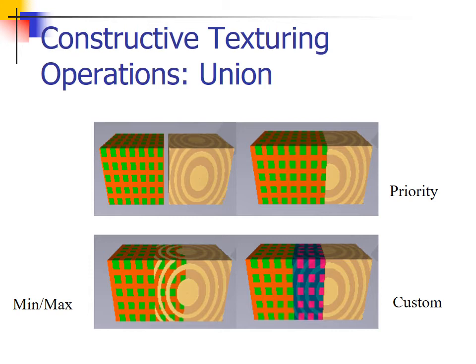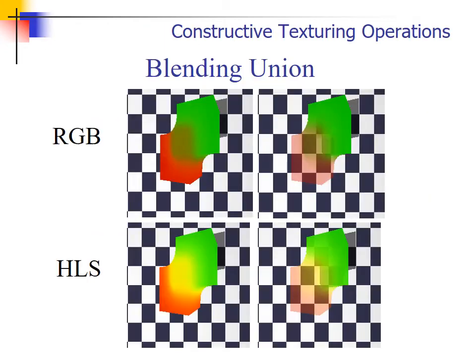Let's consider it with union. In the example above, we have two cubes with different solid textures, upper left image. We can combine them with a simple priority or min-max operations, or using a special function that will calculate the value of the resulting texture in each point in space. This is an example of blending union operation. It can be rendered in different color schemes.